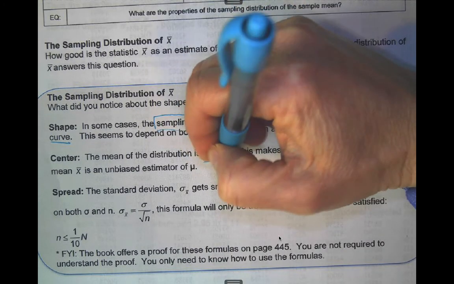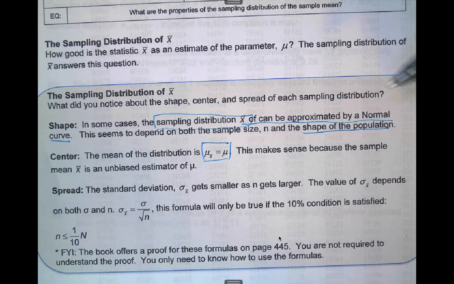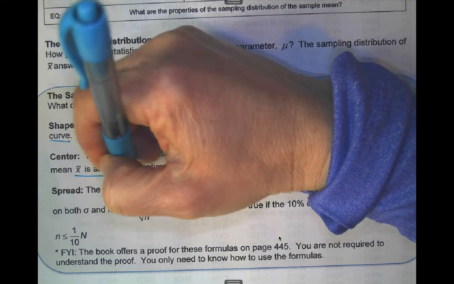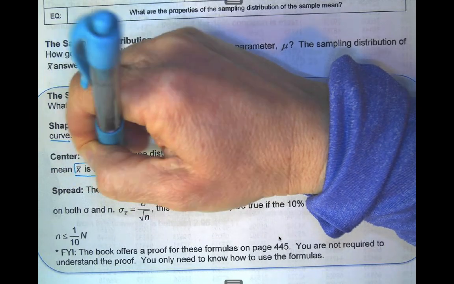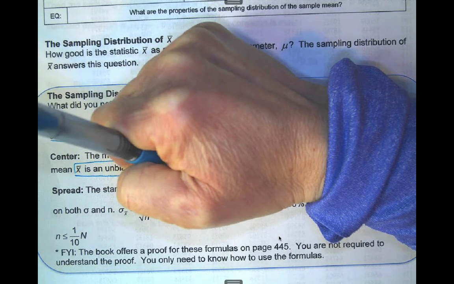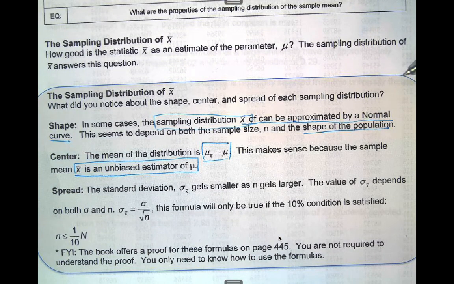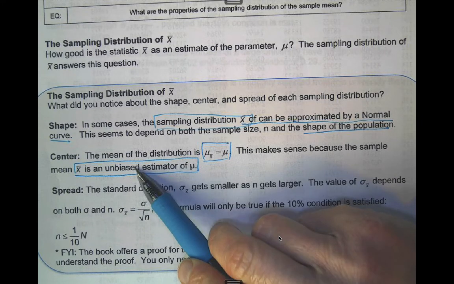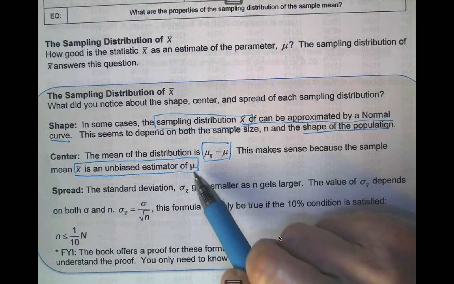The mean, she told us in the video, of all the X bars is equal to mu. It makes sense. Again, there's a proof of this, but X bar is an unbiased estimator of mu. So if I take a sample of 30 kids from Fox Chapel Area High School, and I find their average height to be 65 inches, that should be a pretty good estimate of what the actual population height is.